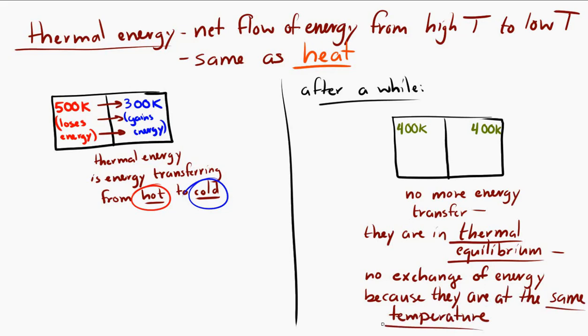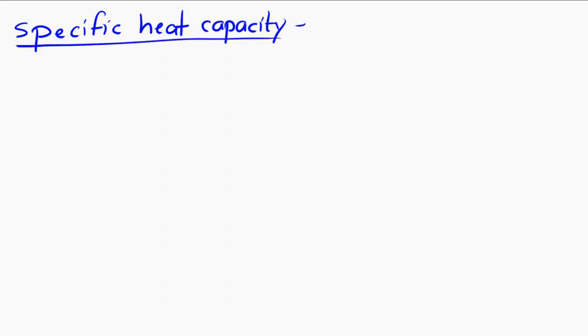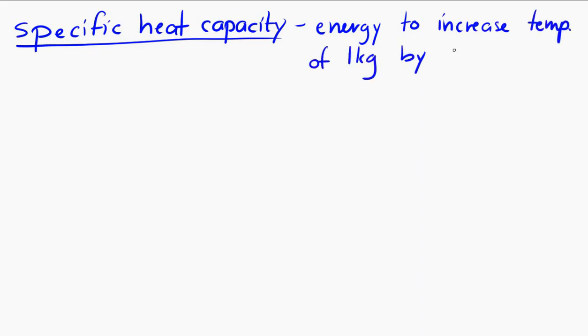Okay, now let's shift gears. Let's think about how different materials respond to an amount of thermal energy that's added to them. So, to start with this, we're going to consider this idea of a specific heat capacity. Specific heat capacity is defined as the energy necessary to increase the temperature of 1 kilogram of substance by 1 Kelvin, or by 1 degree Celsius. Because remember, we're talking about a temperature change, and a temperature change in Kelvin is the same as a temperature change in degrees Celsius.